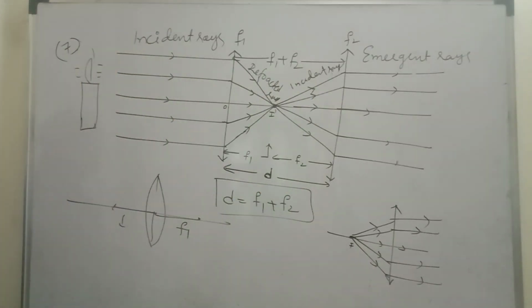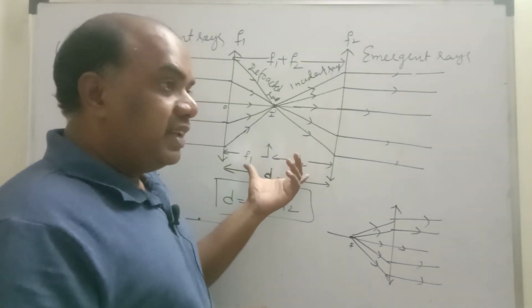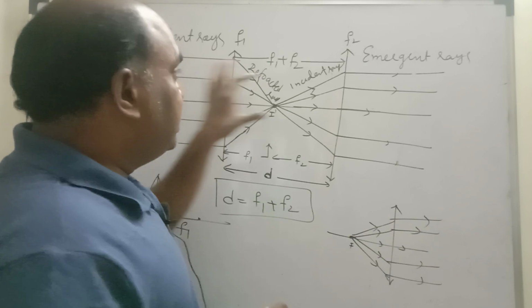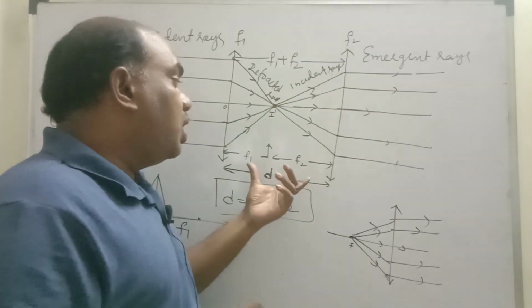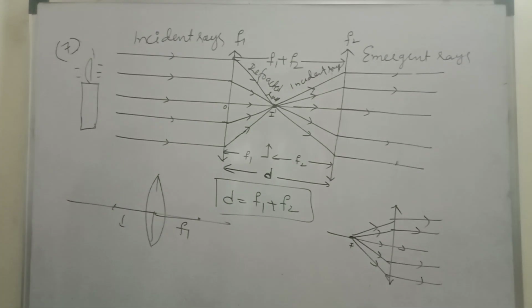Understand, children? Once again I am repeating. If you have two converging lenses, the condition to get both incident rays and emergent rays parallel is that the distance between them should be the sum of the focal lengths of the given lenses. Important.